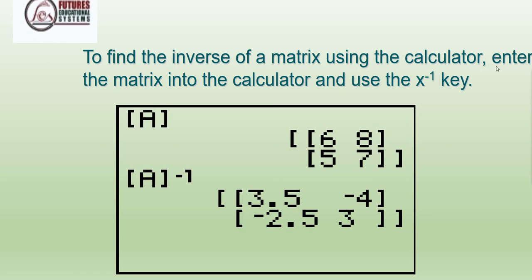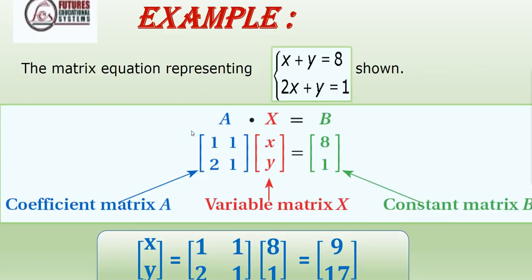To find the inverse of a matrix using the calculator, enter the matrix into the calculator and use the x power negative 1 key, and we get the inverse. Look at this example.